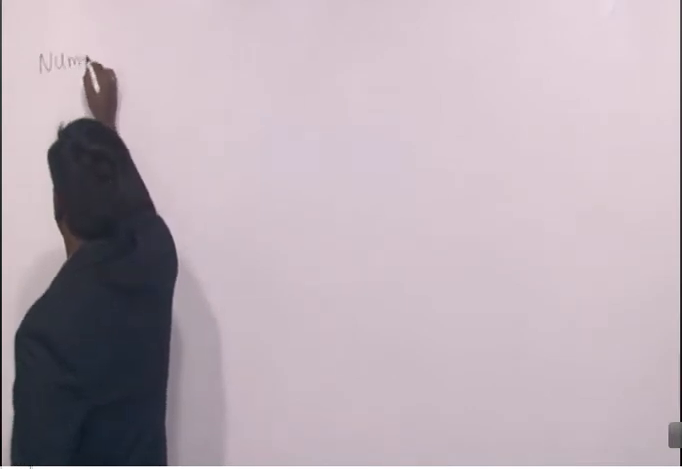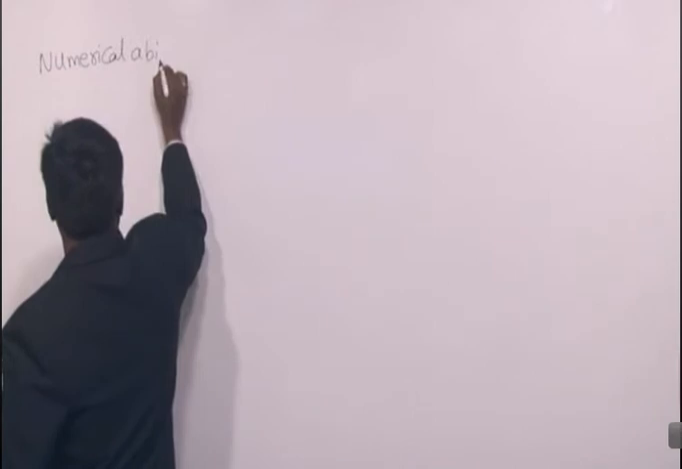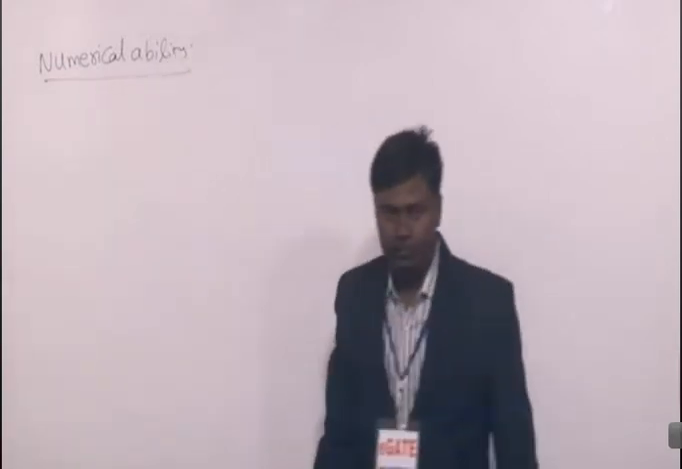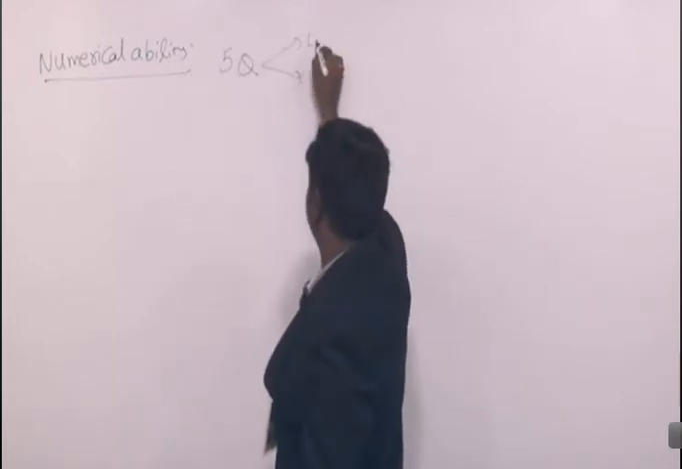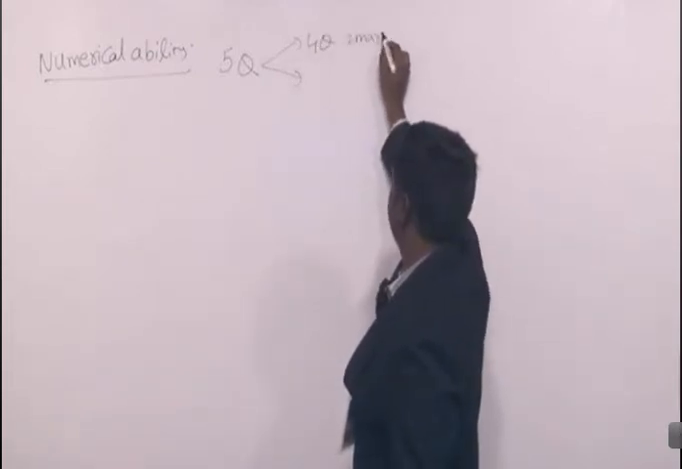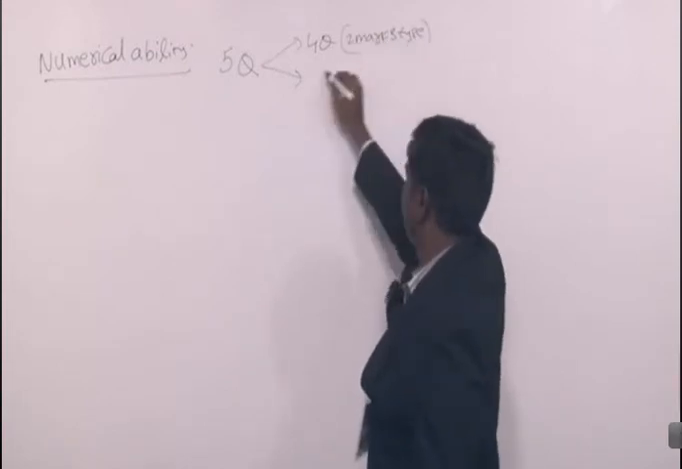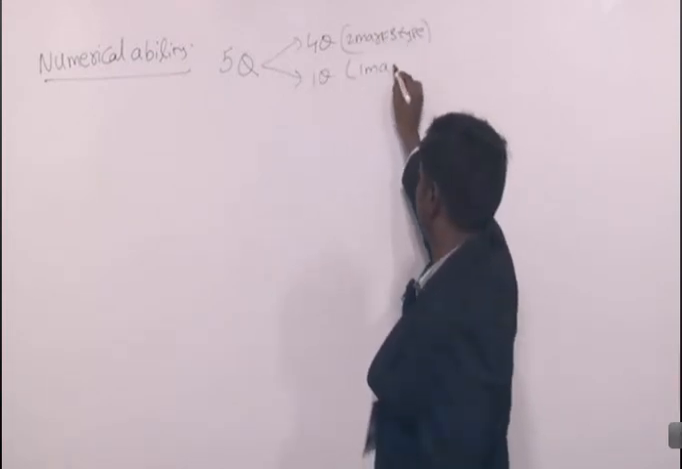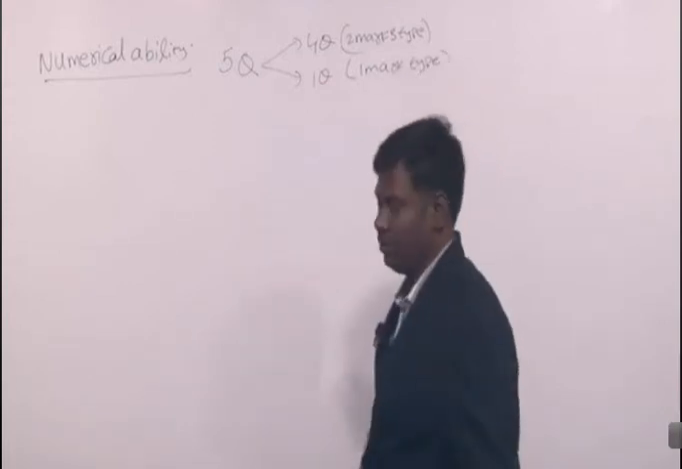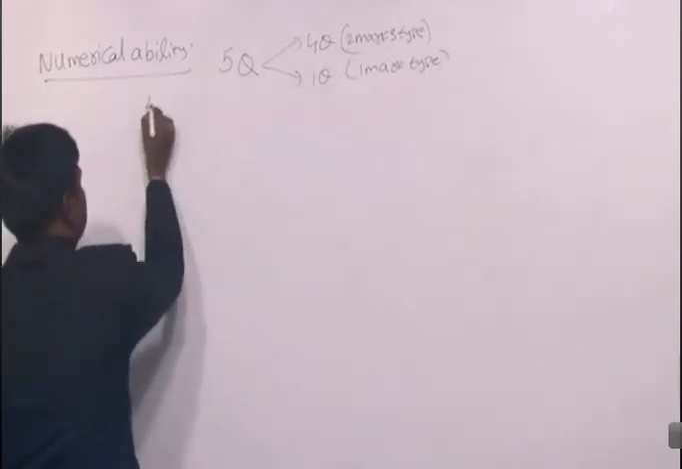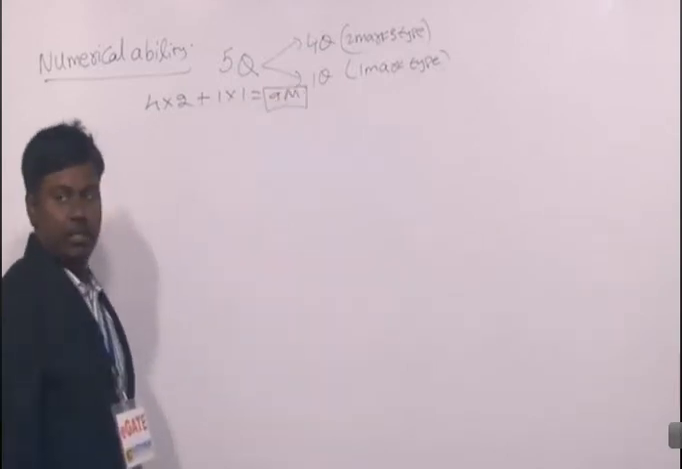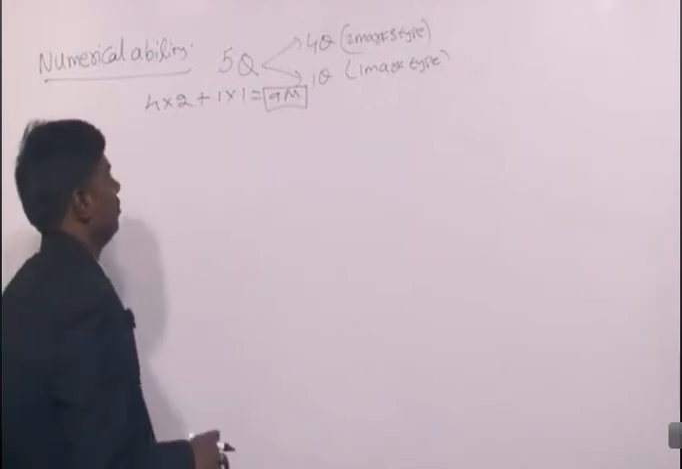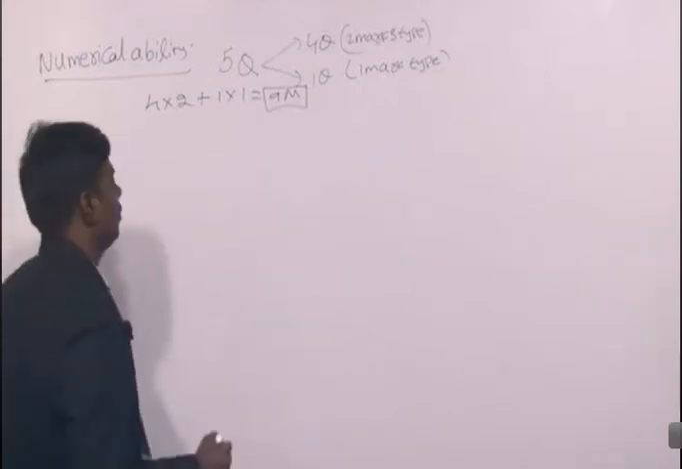Good afternoon, everybody. Let us consider numerical ability. From numerical ability, you will get 5 questions, of which 4 questions are of 2 marks type, and only 1 question is of 1 mark type. So put together, 4 into 2 plus 1 into 1, 9 marks you can expect from numerical ability, on par with any subject irrespective of the stream. Okay.